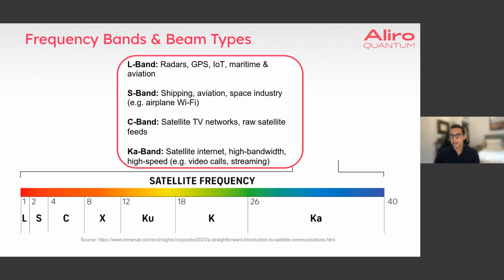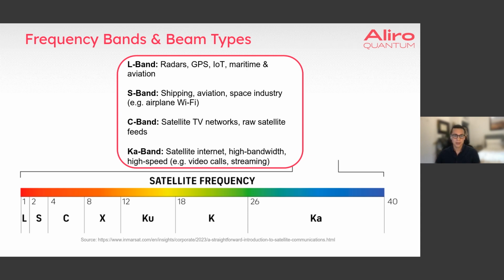The L band at the left here is a small band, but it carries traffic typically for applications for radars, for GPS, for Internet of Things, but also maritime and aviation applications. As we move to the right, the S band is twice as big, and it typically carries traffic for applications in shipping, in aviation, and the space industry. And something I think we've all come to love recently is airplane Wi-Fi. This is a good application of S-band traffic.